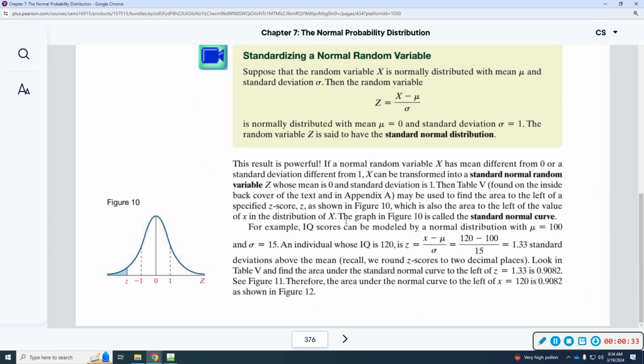So we have a table that we'll be using, and most of the time the table is telling you the area to the left. Sometimes you might want to find the area to the right, and we will talk about how to find all of those parts.